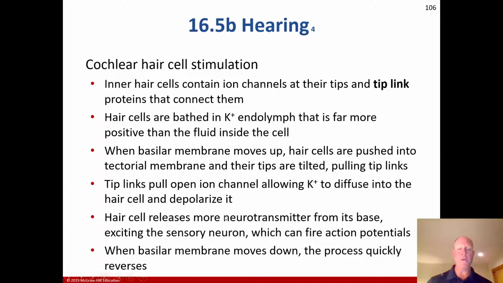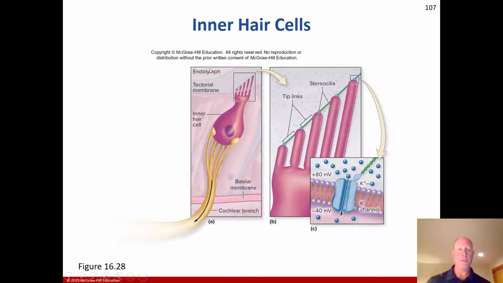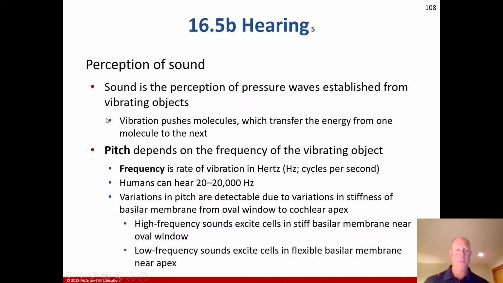The basilar membrane then moves down, and the process quickly reverses. And here we have our inner hair cells. We have our cochlear branch, basilar membrane here, inner hair cell, the tectorial membrane, the endolymph, and of course a little better view here. Look in this area with our tip links, our stereocilia, and then an even deeper look here. We have this channel here, right? We have our potassium channel, with positive potassium on the outside and negative on the inside, and higher positivity, of course, for depolarization on the outside.